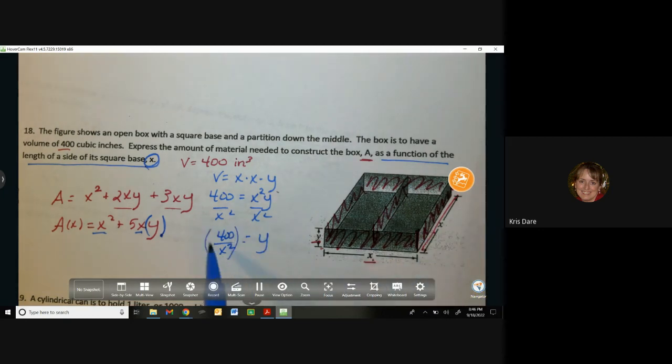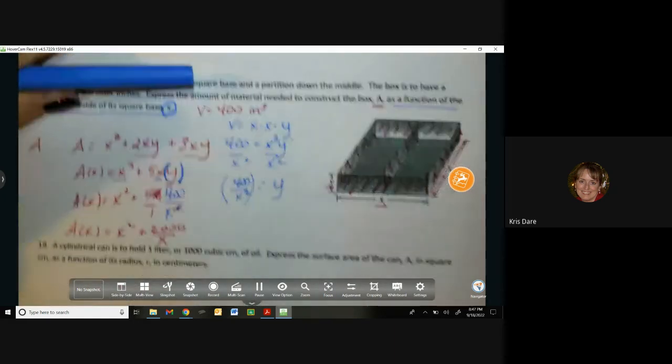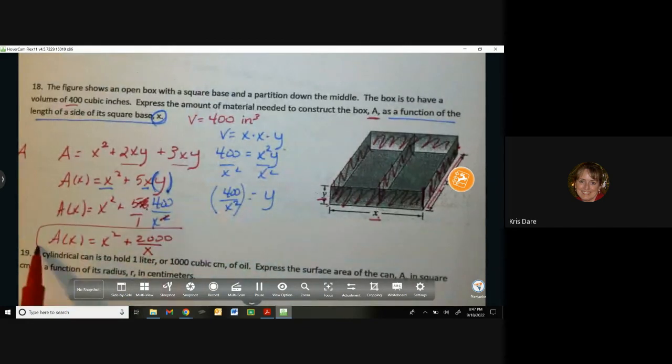So I can put this in place of y right here. And I just keep everything else the same because I'm just substituting. But I can reduce here, right? Because this is technically over 1. So I could reduce one of these x's with this one. So really what I get here is x squared plus 5 times 400 would be 2,000 over x. Ta-da. I don't know if you can see that. I went too far down. There's my equation. Alrighty.